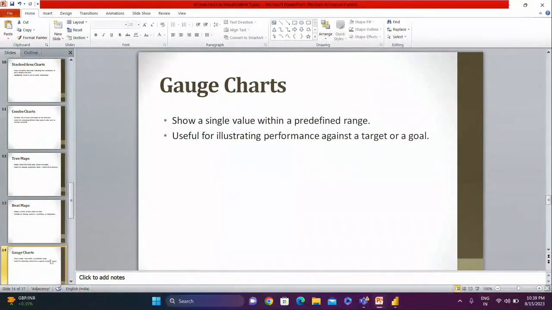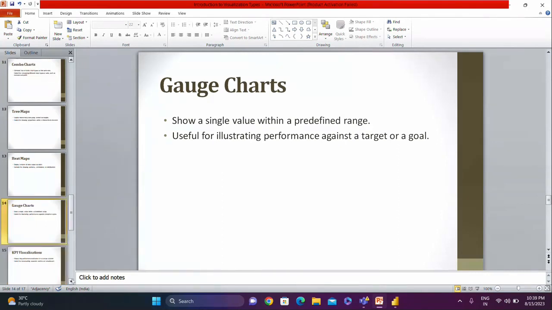Similarly, this is the use of gauge chart. There is a value range coming up where there is going to be an arrow and it will be indicating us the data. It gives a very beautiful representation if it is used at a correct and proper place. It is useful for illustrating performance against a target or a goal.